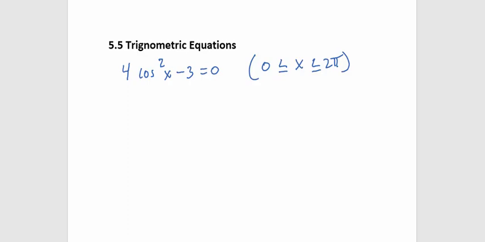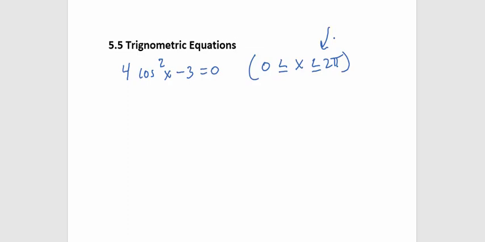Alright, the next question is a lot like strategy 4 on our strategy solving sheet. So go ahead and pause your video player and give this one a shot and hit play when you're done to see how you did. Notice again we've got some restrictions here on our answers. So we're just looking for answers between 0 and 2 pi.